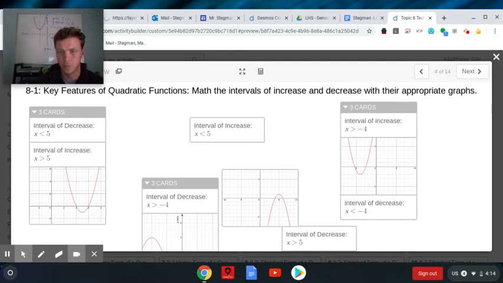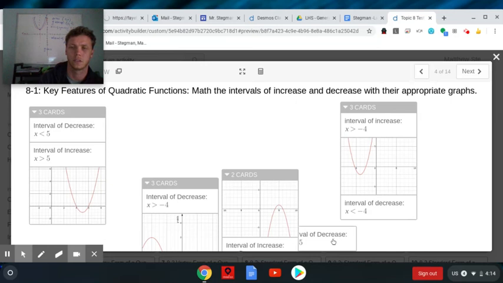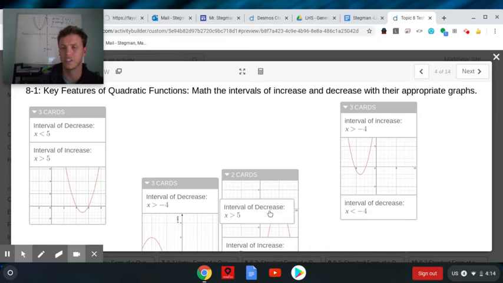All right, so I got an axis of symmetry at 5. On the left side, this part right here, we are going up. So it should be an interval of increase whenever x is less than 5. And that's what we have left. And my interval of decrease is when x is greater than 5. All right, so we've got all of our cards sorted out.